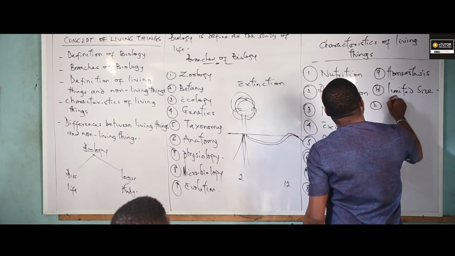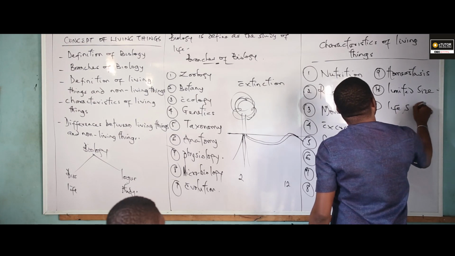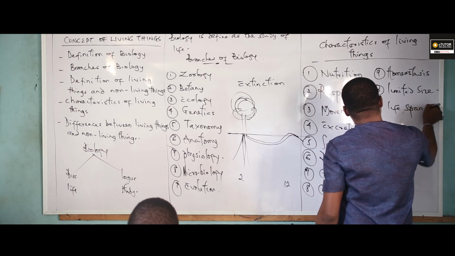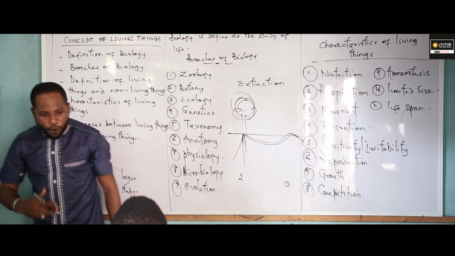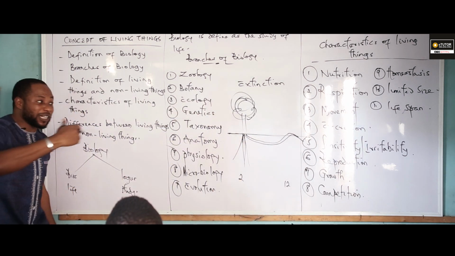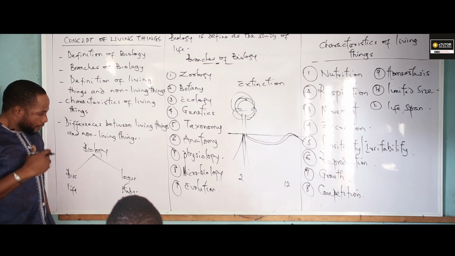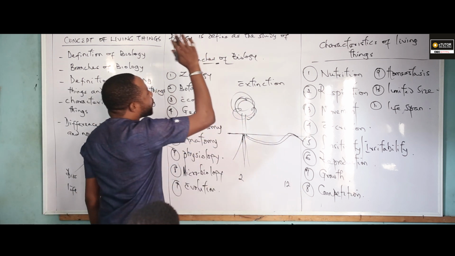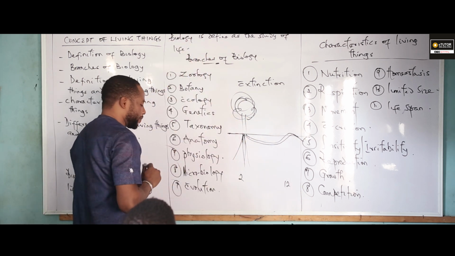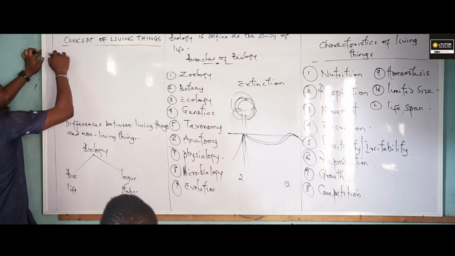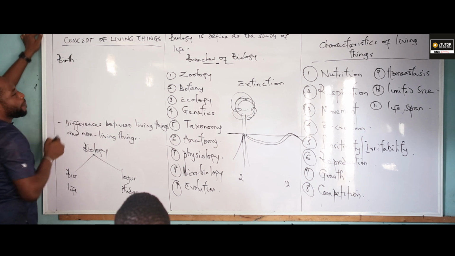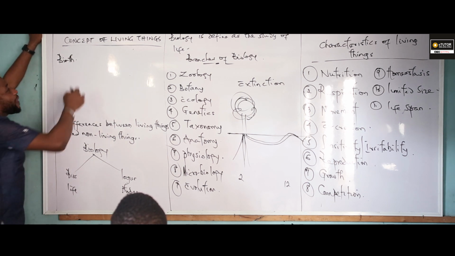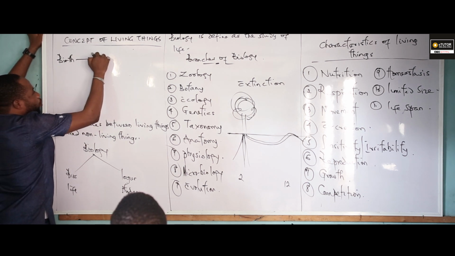We have lifespan. This involves the stages of living, the stages in which living organisms live. For instance, we have 5 major stages of lifespan. The first one is birth, when you are given birth to. Then after that, growth will take place.